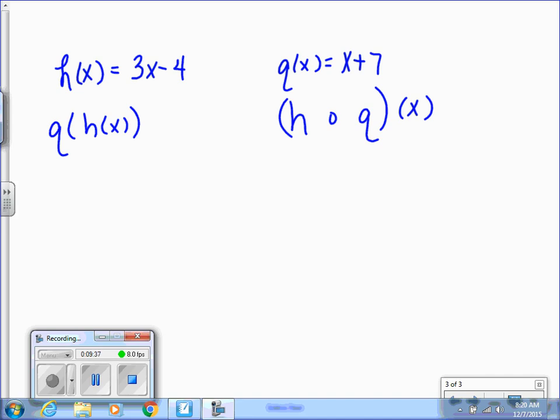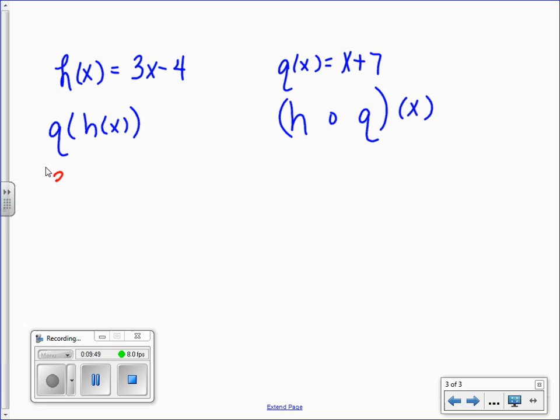Alright, so on this one, what should I write down first? 3x minus 4 plus 7. Right, because I'm putting h inside of q, so wherever I see an x inside of q, I have to put all of this. Alright, so that's going to be 3x plus 3? And that's your answer? Alright?